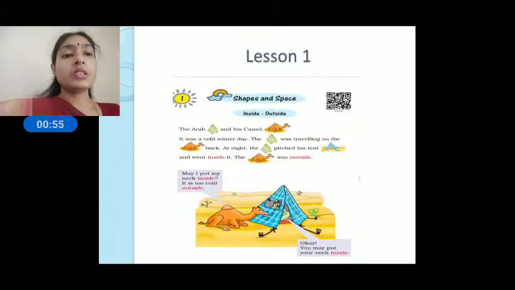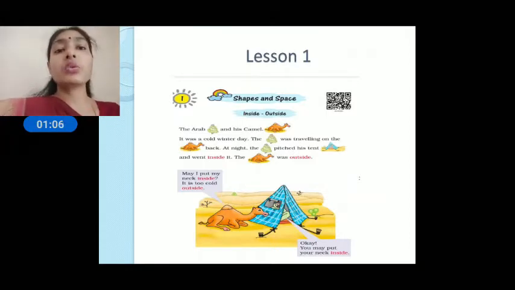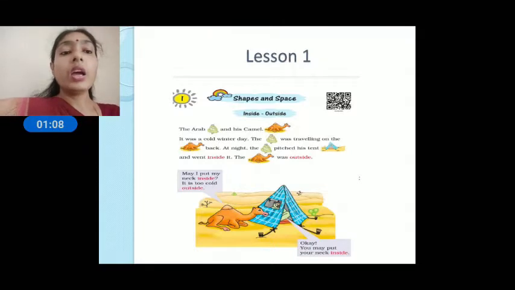So this is the first lesson. In this shapes and space, the first concept is inside outside. To make you understand inside outside, they have given a story about a camel and an Arab.